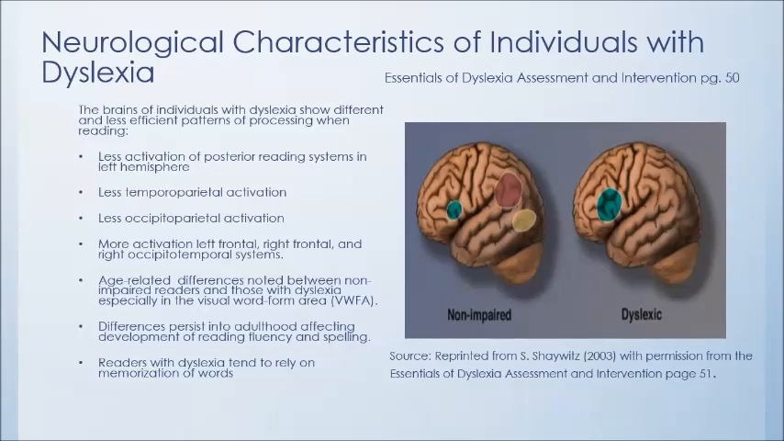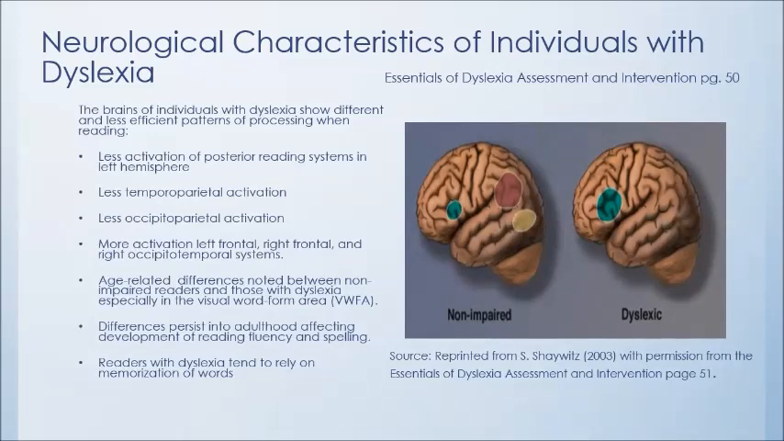As you can see in the image, it indicates that more activation will be on the left frontal and right occipitotemporal system. It also indicates that age-related differences are noted between non-impaired readers and those with dyslexia, especially in the visual word form area. An important factor is that differences persist into adulthood, affecting development of reading, fluency, and spelling. Many times readers with dyslexia tend to rely on memorization of words.